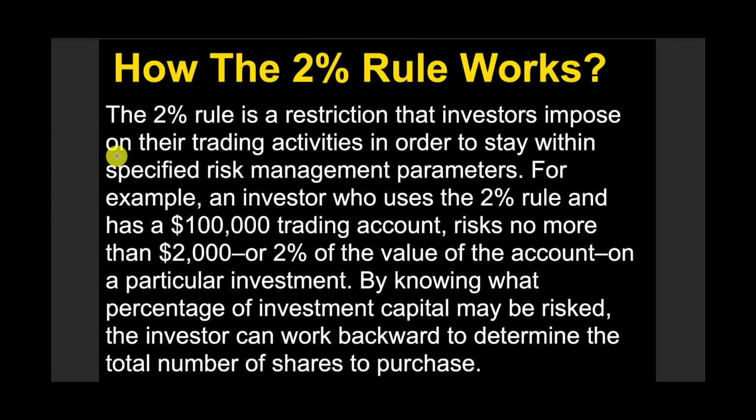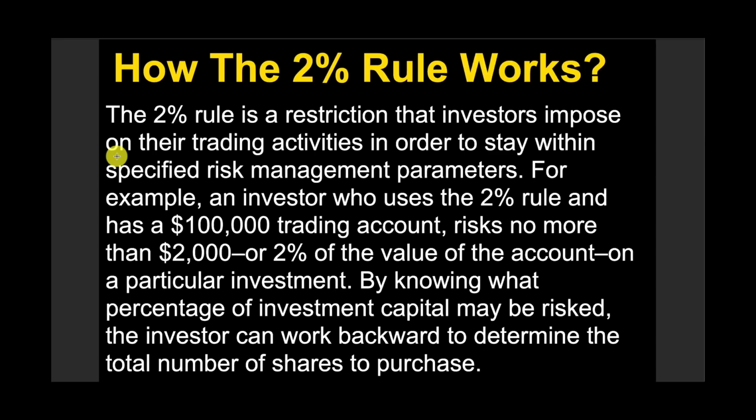The 2% rule is a restriction that investors impose on their trading activities in order to stay within specified risk management parameters. For example, an investor who uses the 2% rule and has a $100,000 trading account risks no more than $2,000, or 2% of the value of the account, on a particular investment.